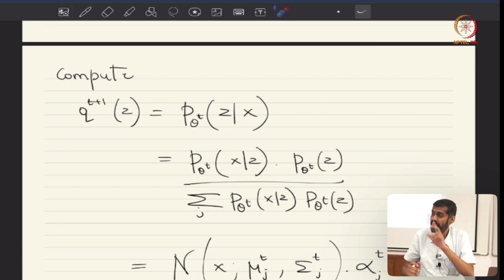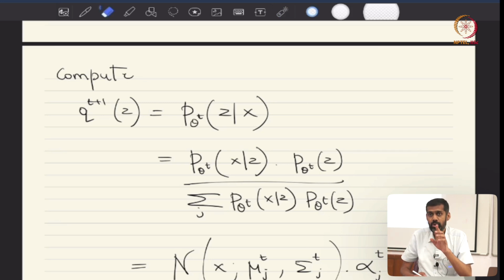Please note that this first level of sampling is to select which of the Gaussians to sample from. The second level of sampling is actually sampling from your data space, which is R^D. The first sampling is in the discrete space.